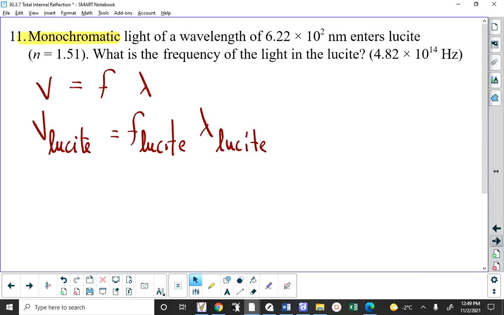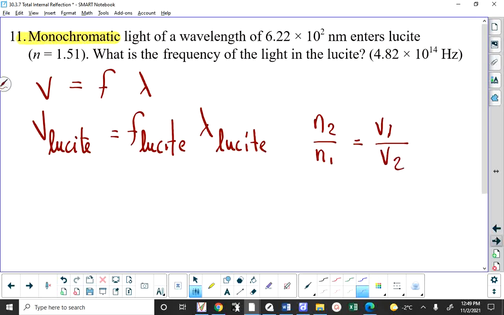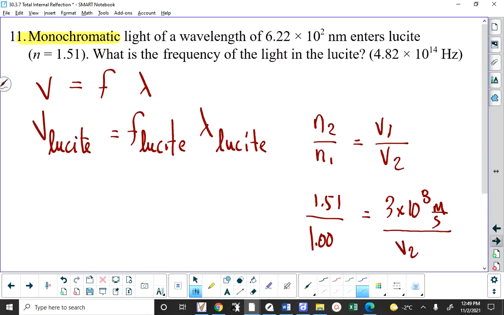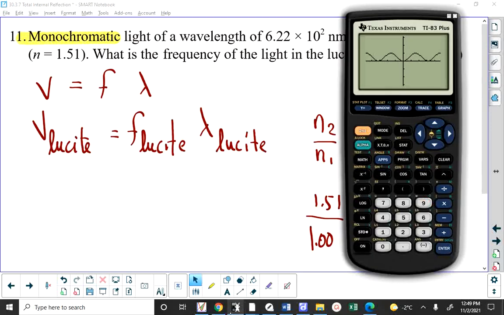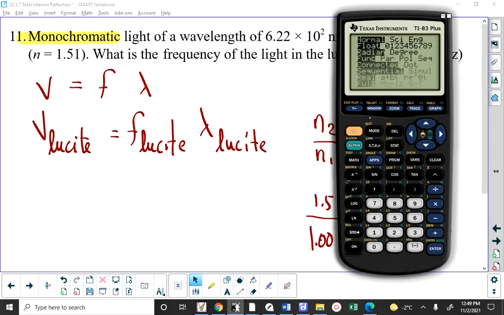So we need to know, I guess, the speed in the lucite. So we can use n2 over n1 equals v1 over v2. And it's going from air into lucite. So v1 is the speed of light in air. And then we can find v2. And I'm going to find v2, and I'm going to store it on my calculator because I want to carry all the decimals to make a point.